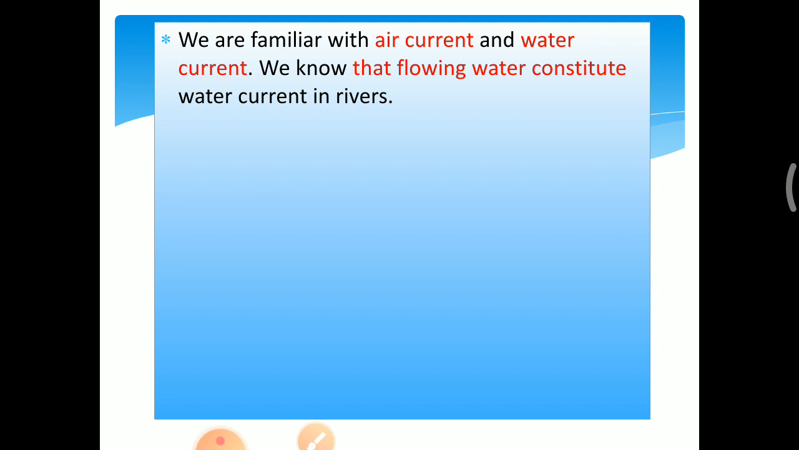So what constitutes air current? The blowing wind constitutes air current. So the blowing wind produces air current. Flowing water constitutes water current. So what constitutes electric current?